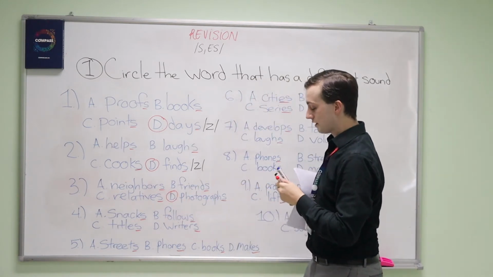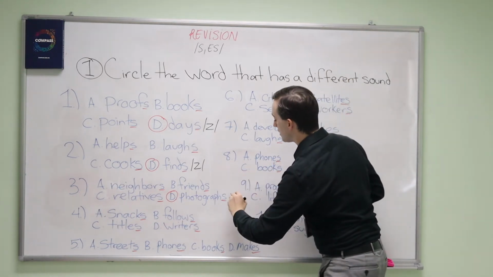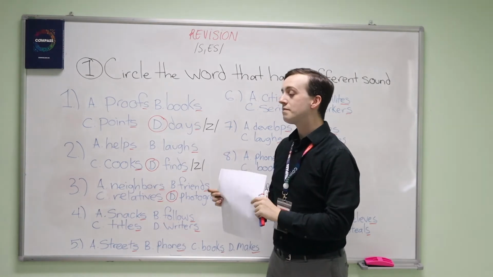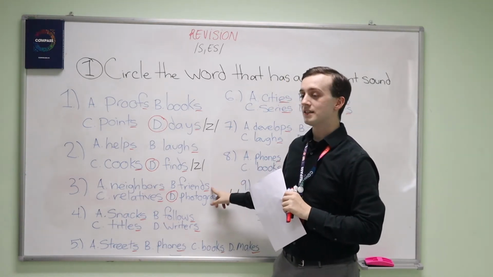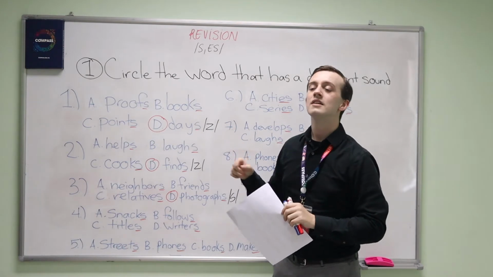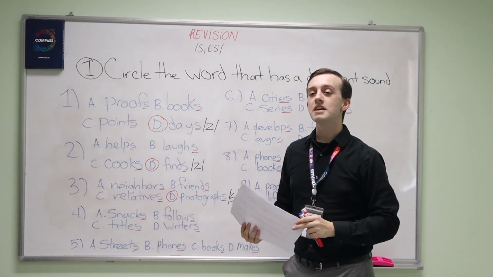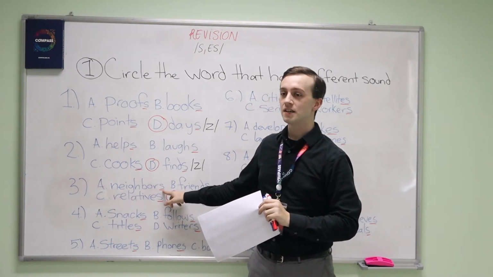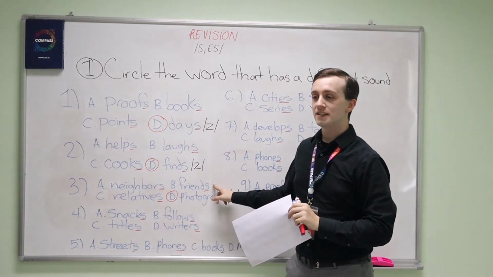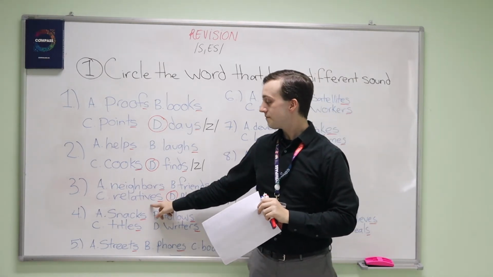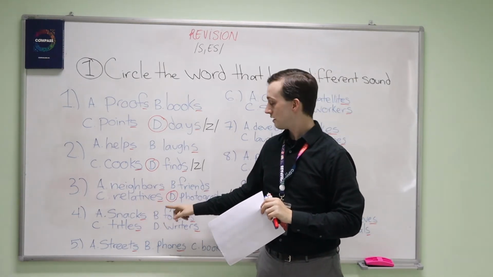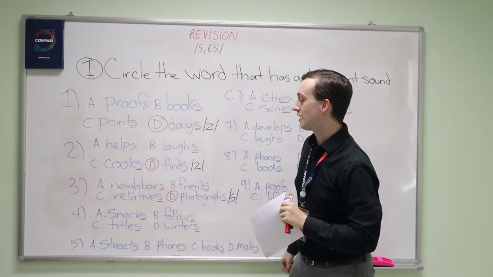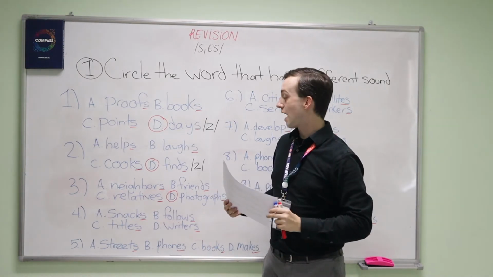Because photographs, the S makes the sound S. But in A, B, and C, S makes the sound Z. So listen again. Can you hear the difference? A, neighbors. B, friends. C, relatives. And D, photographs. D is different.